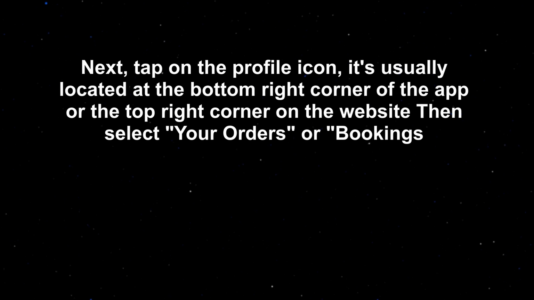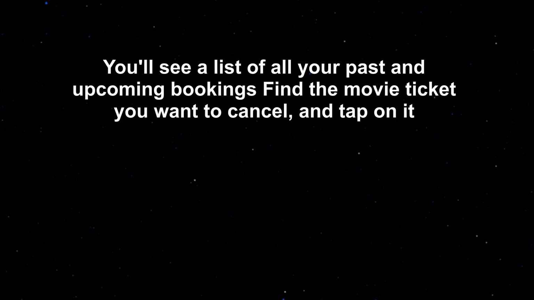Next, tap on the profile icon. It's usually located at the bottom right corner of the app or the top right corner on the website. Then select your orders or bookings. You'll see a list of all your past and upcoming bookings. Find the movie ticket you want to cancel and tap on it.